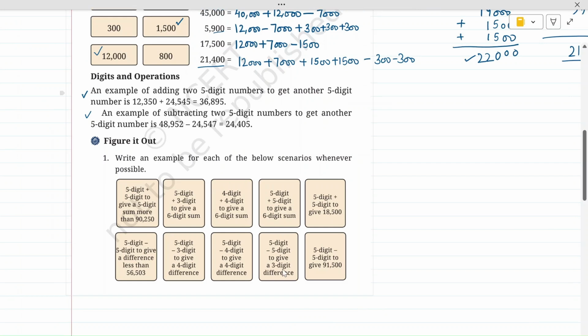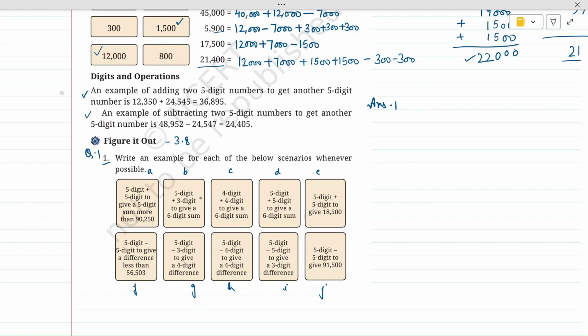So the first question is, write an example for each of the below scenarios whenever possible. I am marking them as A, B, C, D, E, F, G, H, I, and J. So we have all these questions to solve. I'm writing here, this is Figure It Out 3.1, question 1. So this is answer 1.